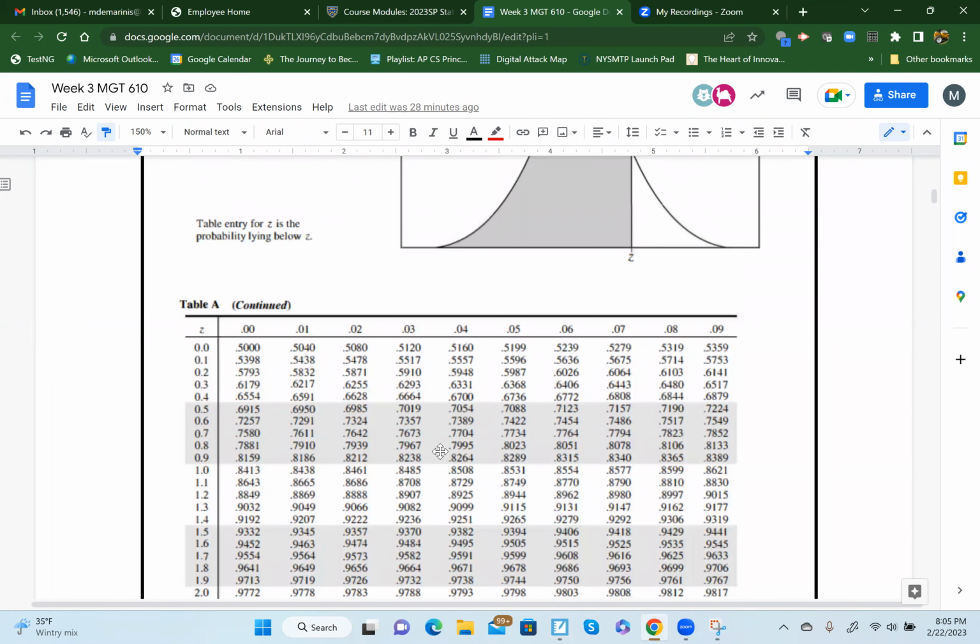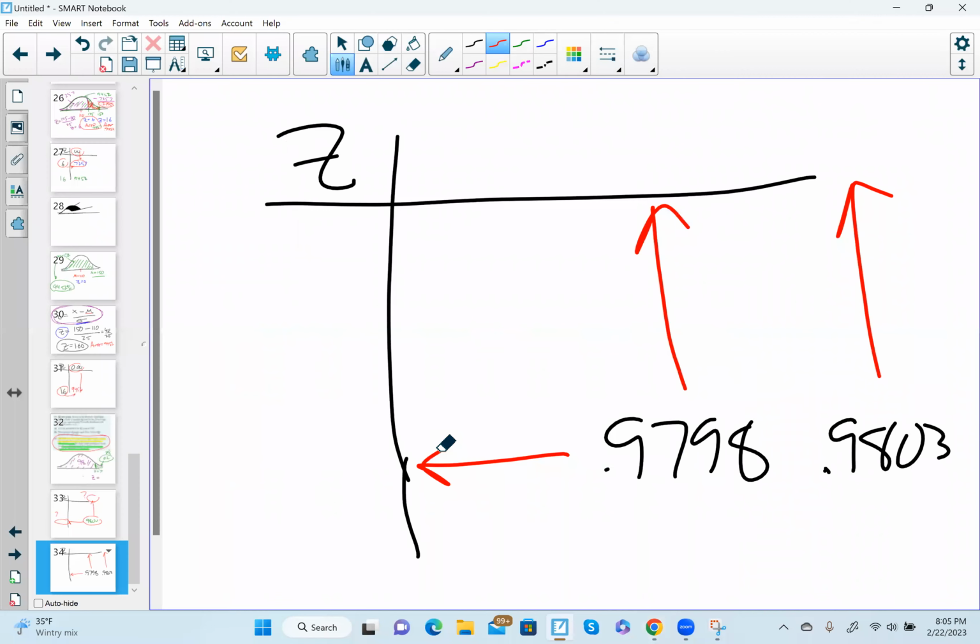I see 2.05 or 2.06. So here is the number 2.0, and this is 05 or 06. All right, 05 or 06. Anyone have an opinion on which number they want us to use?